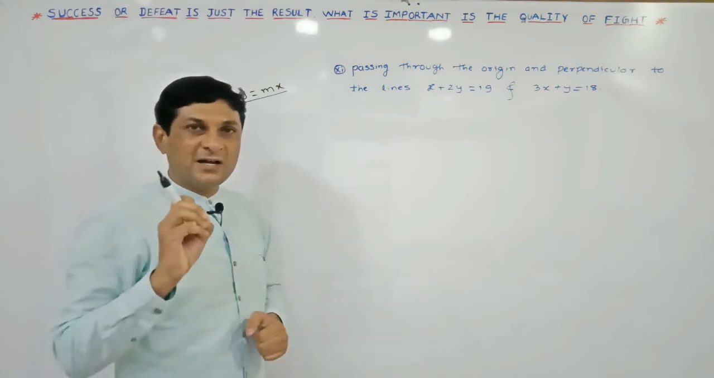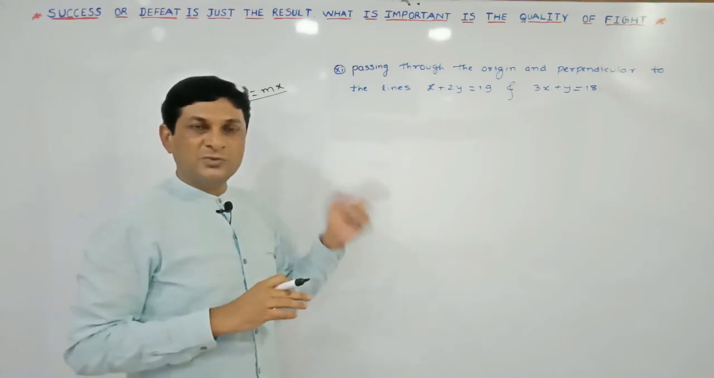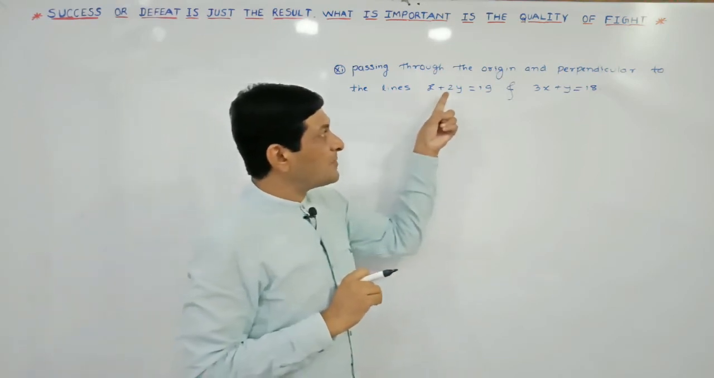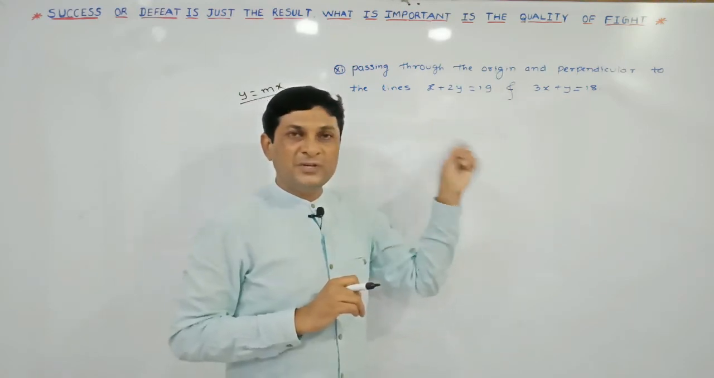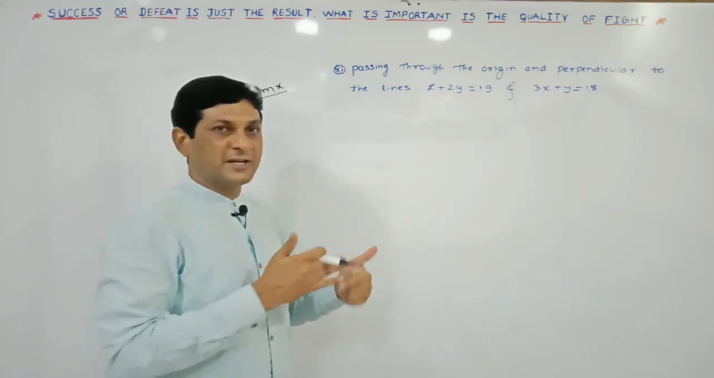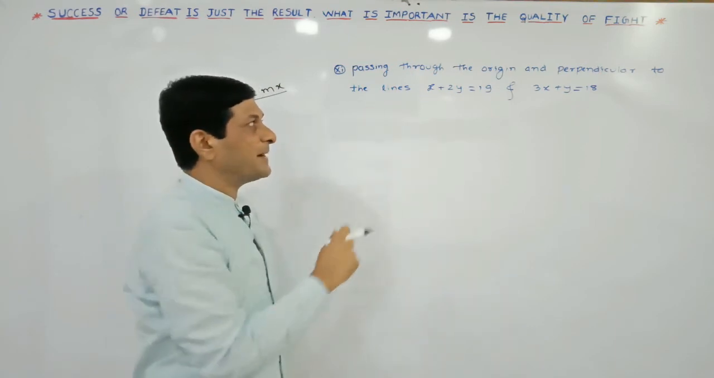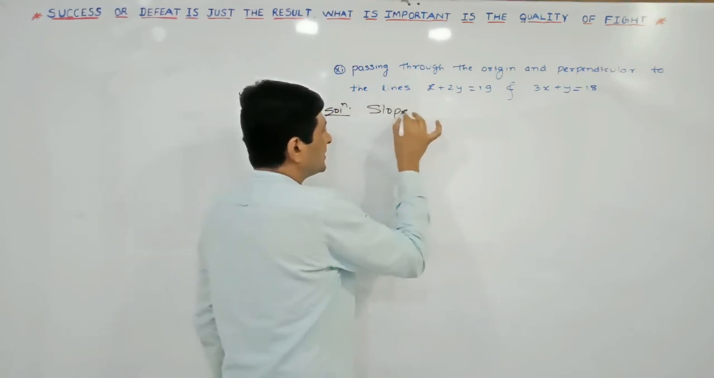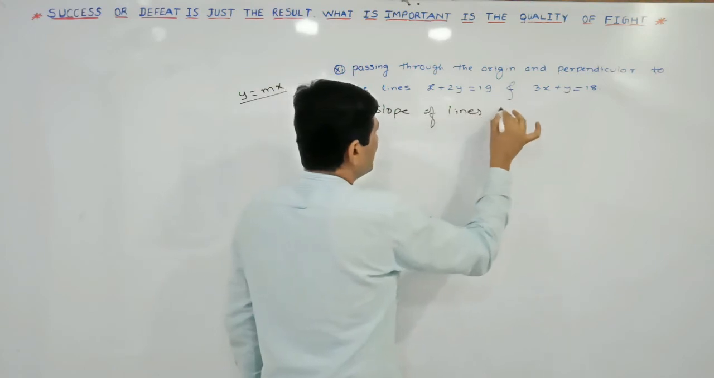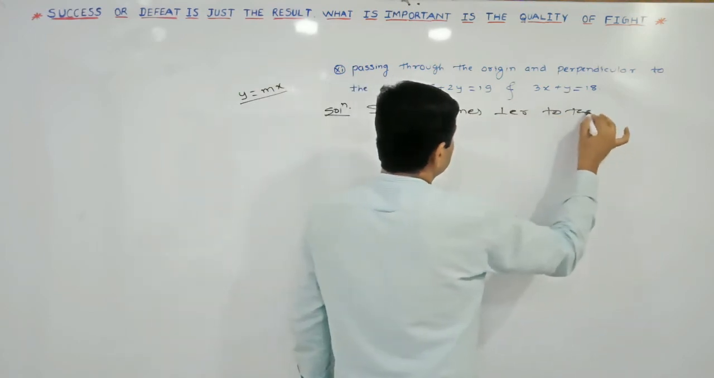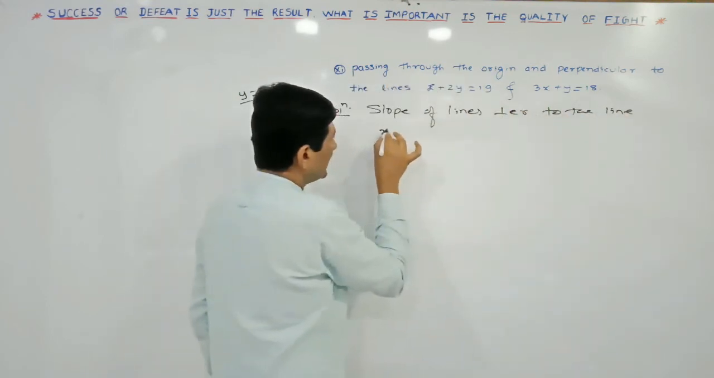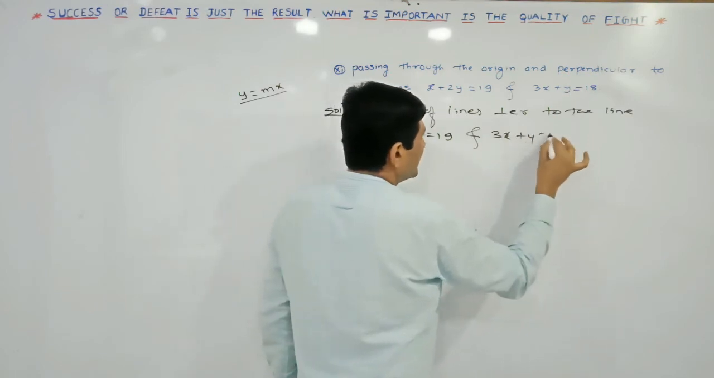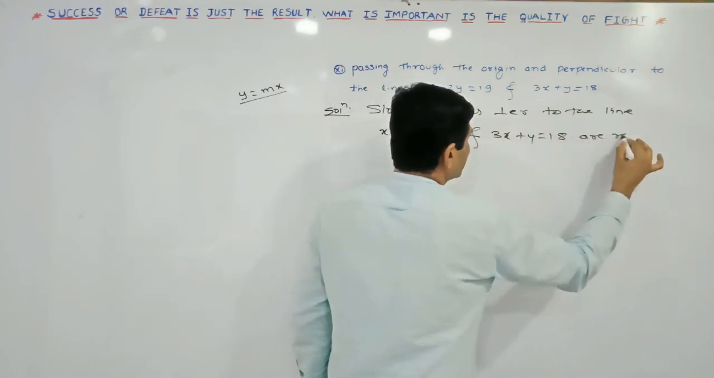To apply this formula we just have to find out the value of m, means the slope of our required line. Applying this formula we will get the equation of a line which passes through the origin. So using the given condition we are trying to find out the slope of our required line. Since the required lines are perpendicular to these lines, using the equations of these lines we can find out the slopes of lines perpendicular to the lines x plus 2y is equal to 19 and 3x plus y is equal to 18 respectively.